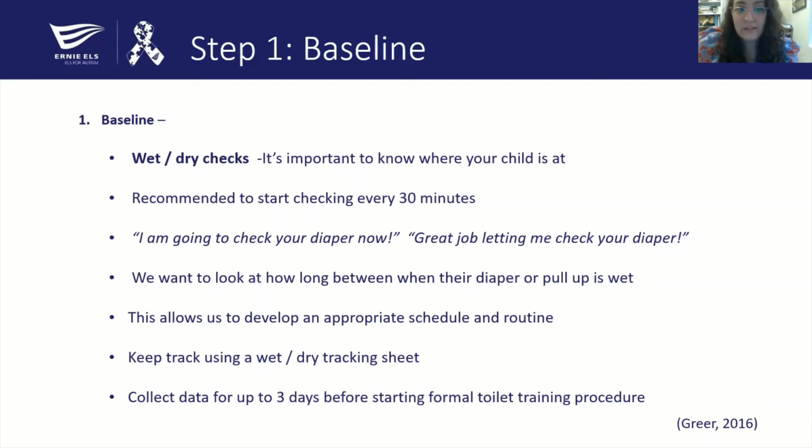And here with that, we want to look at how long between when their diaper or pull-up is wet. And at this time during baseline, they're in a diaper or a pull-up. You're not taking it off of them yet. But this allows us to develop an appropriate schedule and routine. And then you're going to keep track using that wet, dry data sheet. And I have a sample of one on the next sheet. And again, you can use what works for you. I recommend collecting data for up to 3 days before starting a formal toileting procedure, because 3 days is a really good way to see a pattern.